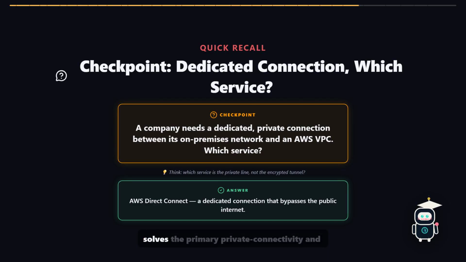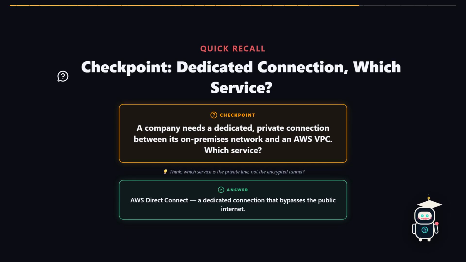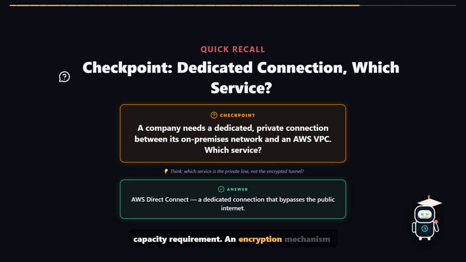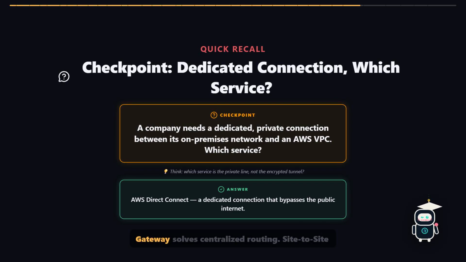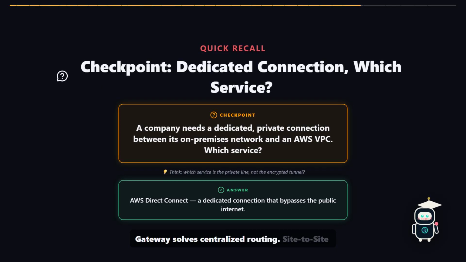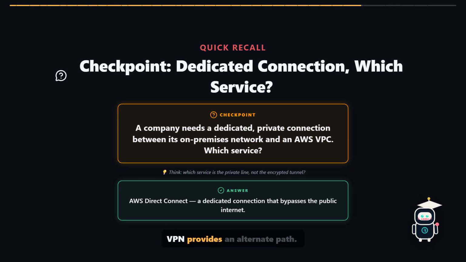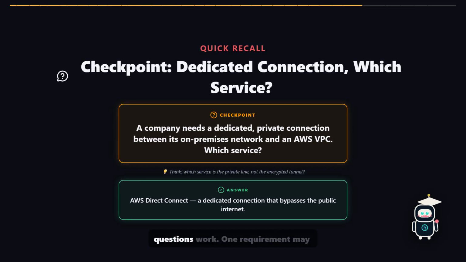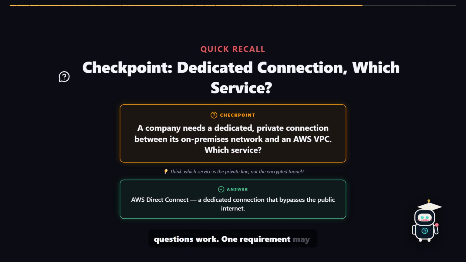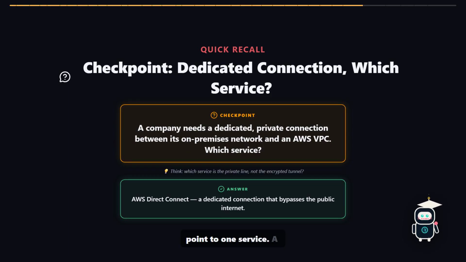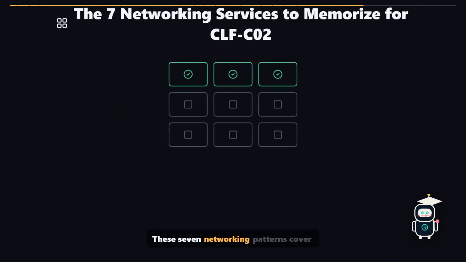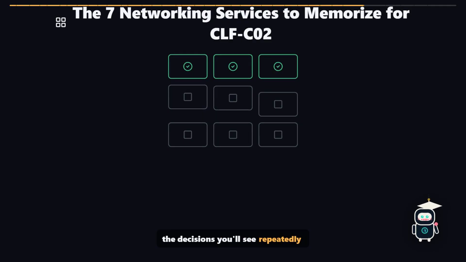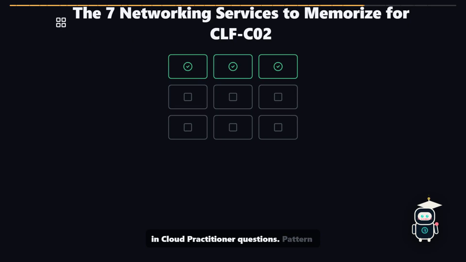Now look at the architecture you've created. Direct Connect solves the primary private connectivity and capacity requirement. An encryption mechanism addresses the security requirement. Transit Gateway solves centralized routing. Site-to-site VPN provides an alternate path. This is how AWS architecture questions work. One requirement may point to one service. A complete production design may require several. These 7 networking patterns cover the decisions you'll see repeatedly in cloud practitioner questions.